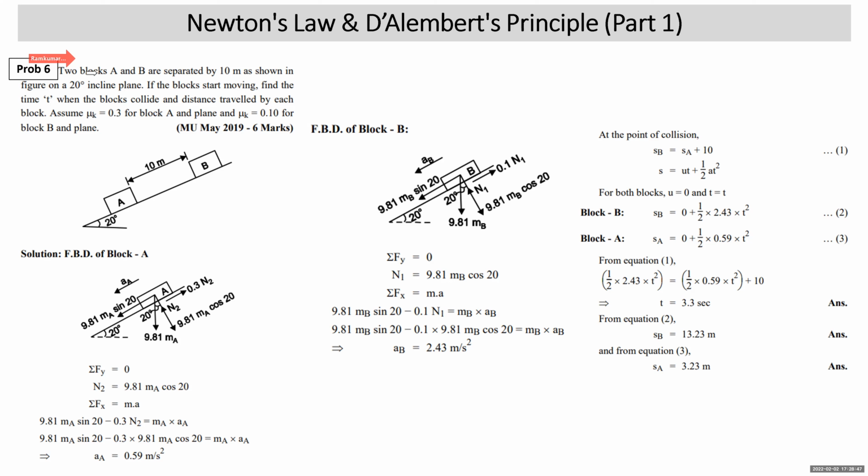Can you see that, students, in the given diagram? There are two blocks shown on the plane, which is inclined at 20 degrees with the horizontal. Blocks A and B are separated by 10 meters. Both the blocks will move independently.